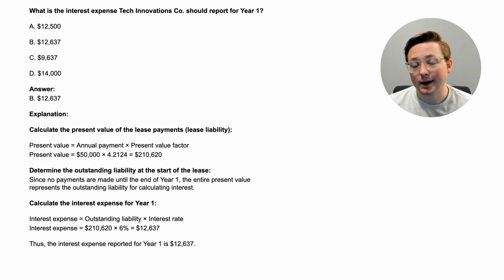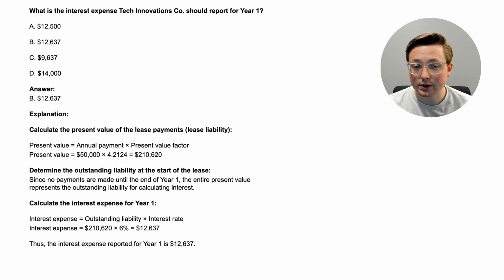One thing I want to point out, and again, we've talked about this in the previous video, since no payments are made until the end of the year, the entire present value represents the outstanding liability for calculating interest. If they had made their first payment at the beginning of the year, like at the same time they started the lease, then things might be a little bit different. And again, we talked about that in the previous video, but since they made it at the end of the year, then they had an entire year of interest that built up.